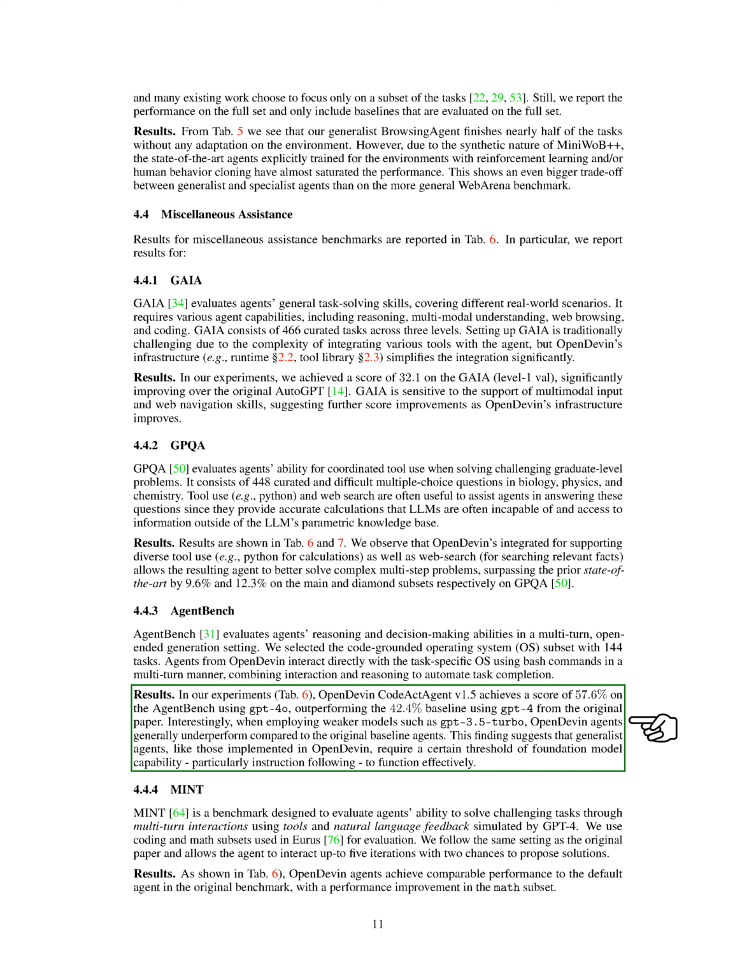Lastly, we discuss Mint, a benchmark designed to evaluate agents' abilities to solve challenging tasks through multi-turn interactions using tools and natural language feedback simulated by GPT-4. We used the coding and math subsets from URIS for our evaluation, following the same setup as the original paper, which allows the agent to interact up to 5 times with 2 chances to propose solutions. Our results show that OpenDevin agents perform comparably to the default agent in the original benchmark, with notable improvements in the math subset.